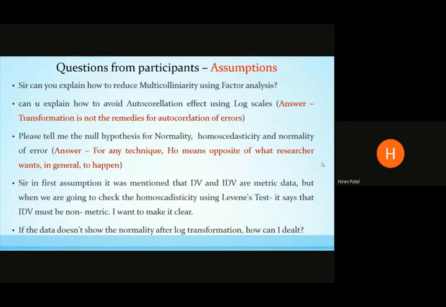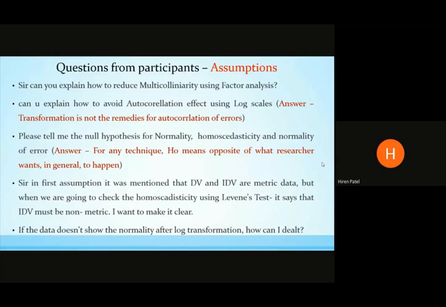Next question was, please tell me about the null hypothesis for normality, homoscedasticity, normality of error. A very simple answer to any of these questions pertaining to null hypothesis: you can draft any null hypothesis of your choice. Today you are asking me 3, you may ask 20 more going forward. A simple answer to this lies in that concept of falsification. If you remember, we started our entire journey with the concept of falsification given by Karl Popper.